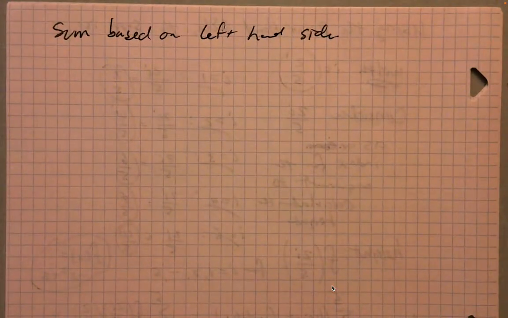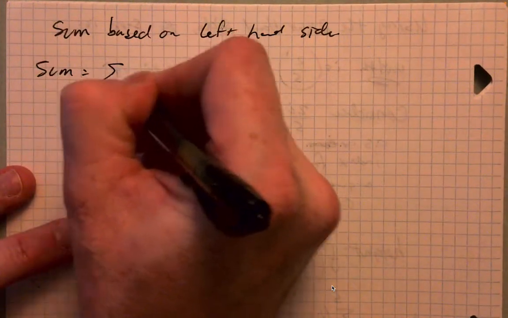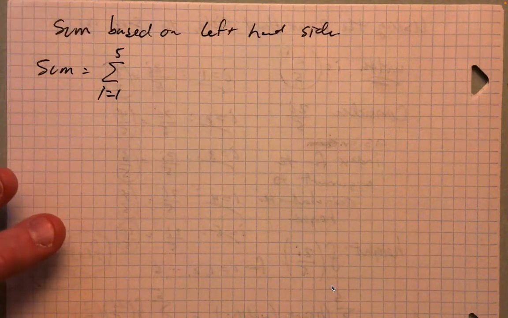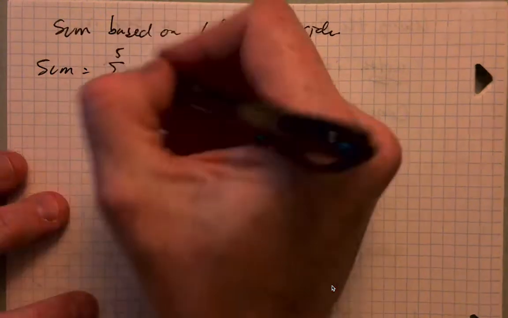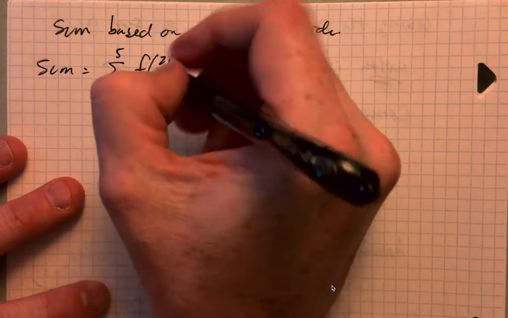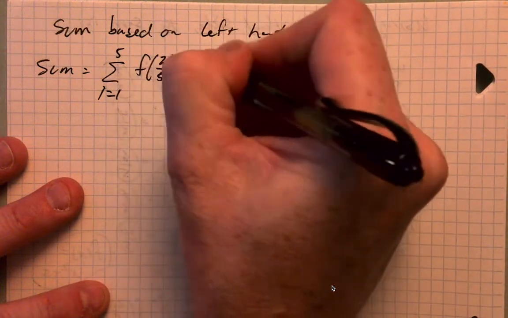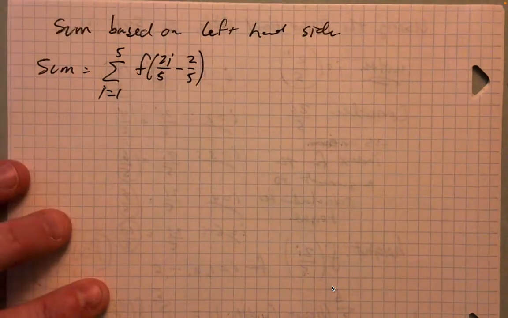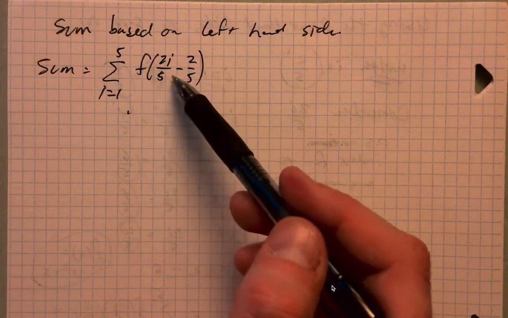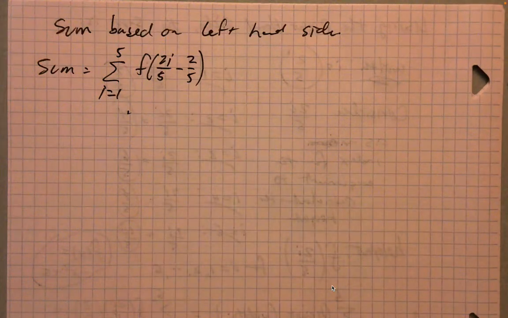okay, if we do the sum based on the left-hand side, then our sum would be i equals 1 to 5. And now what's the height here? Well, the height turns out to be somewhat different, and I'll just write it and let you guys confirm it. It looks like this. Each of the arguments that you plug in is 2i over 5 minus 2/5.